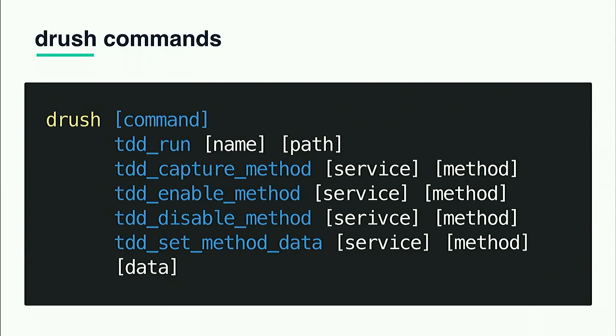By default, it provides a few drush commands. The first one allows you to run these unit tests. With the second one, you can run tests that actually perform requests to third-party services, collect data, and save this data in a specific file, creating a mock for your test. So when you run the test once again, instead of pinging the third-party service, it will use data from the mock file. You can enable or disable some tests, and you can set that mock data manually. So these are the drush commands.